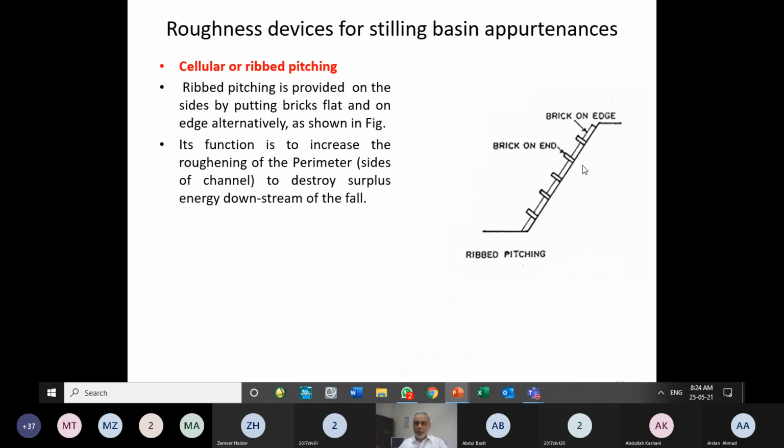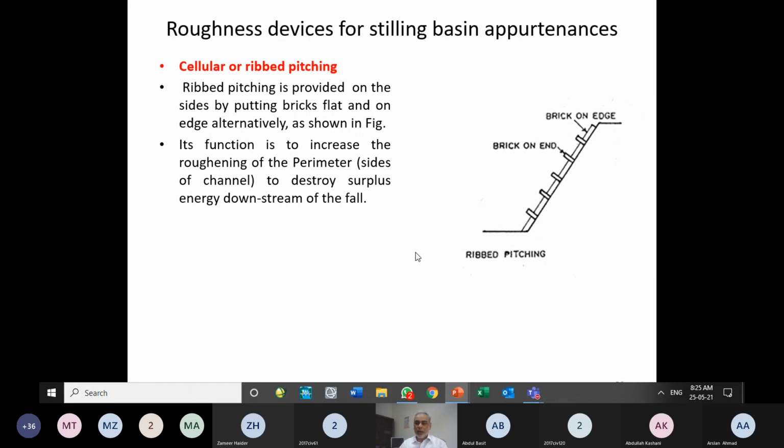Cellular or ribbed pitching is carried out on the side of the canal. Keep in mind that we are showing you the cross section of the canal over here. A side slope is shown, and if we place one brick on the edge and one brick on the end, then enhanced friction is available, which will reduce the energy to some extent.